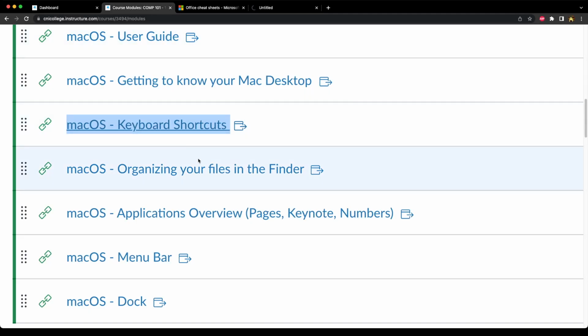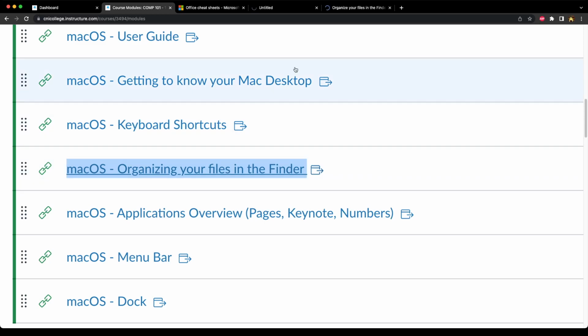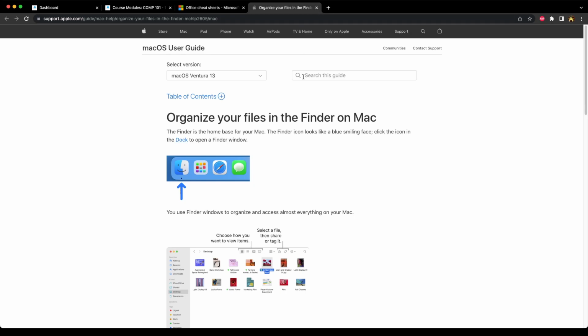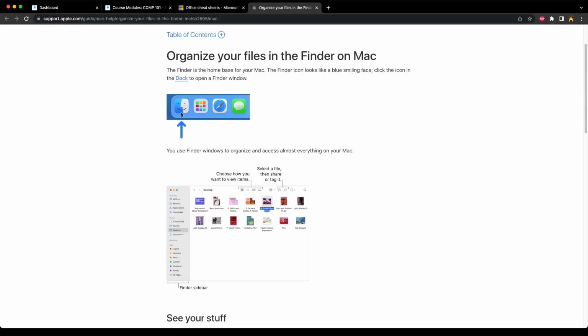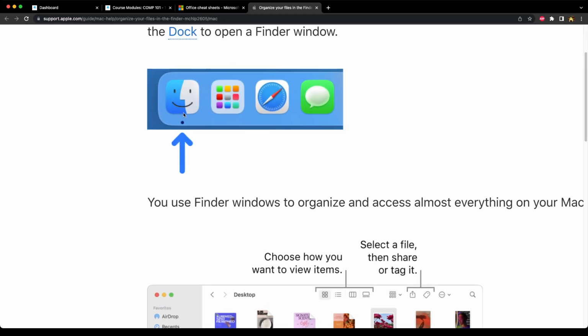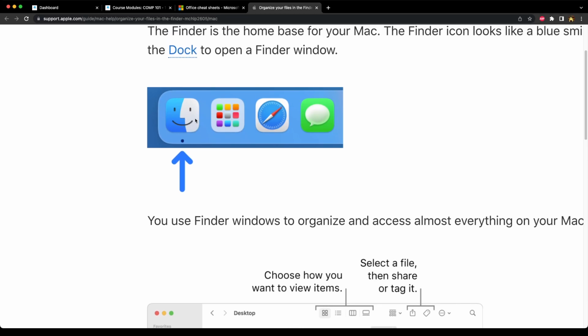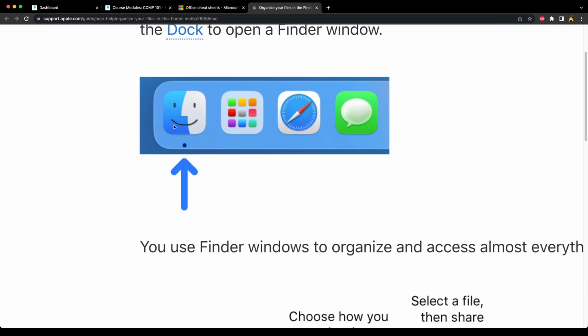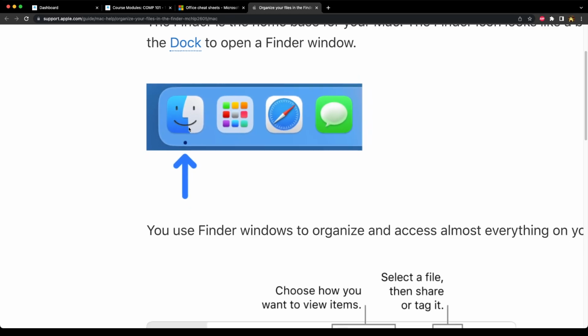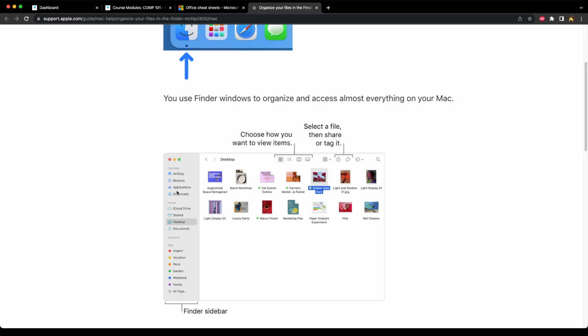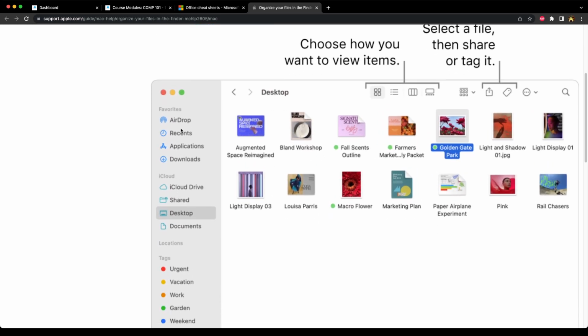While that's loading, there's other things too, like organizing your files in the Finder. This is super important. These are some things that we are still going to cover in class, but you should know what your Finder is. Your Finder, as you see, is this little icon here. If you look at your dock, it's this little smiley face. As you go through here, you can see various applications and tools that you need, right?